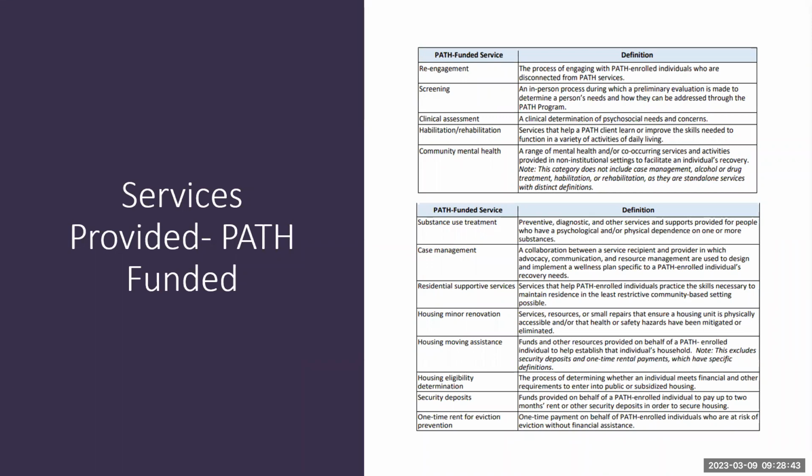Services provided to PATH funded clients are listed here. There's a funded service and then the definition of what that service is. So maybe there's a variety of different services within that category: re-engagement, screening, clinical assessment, habilitation and rehabilitation, community mental health, substance use treatment, case management, residential supportive services, housing minor renovations, housing moving assistance, housing eligibility determination, security deposits, and one-time rent for eviction prevention. So any and all of these services can and must be tracked through HMIS.